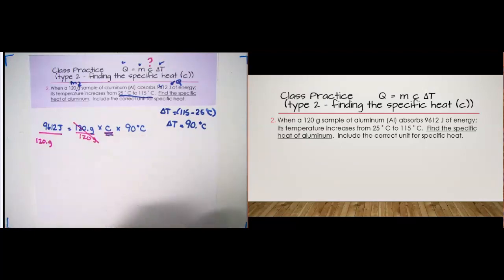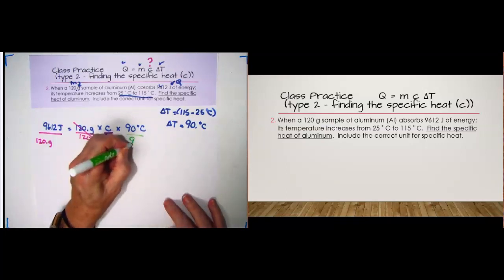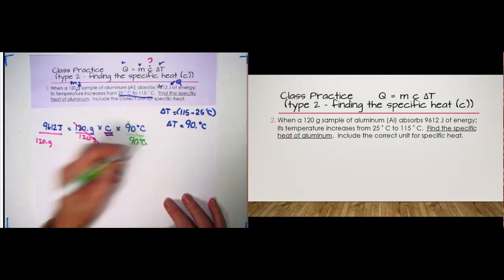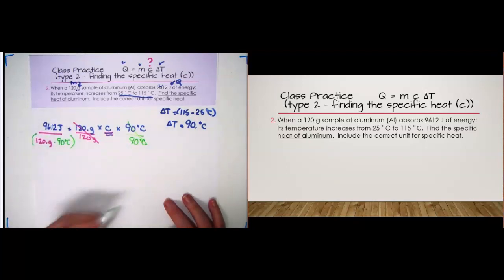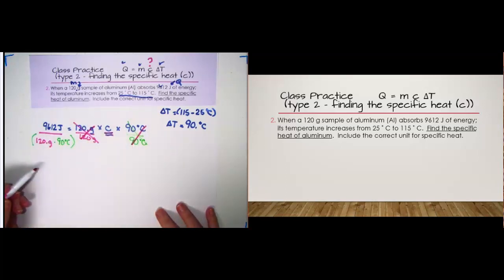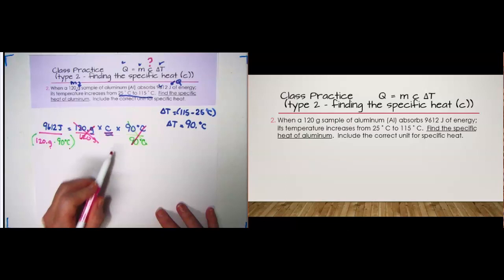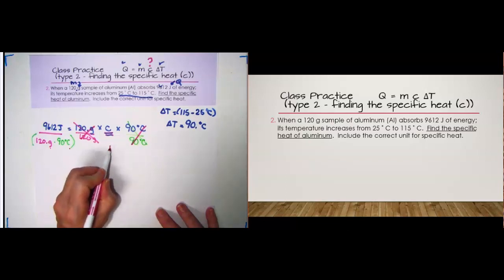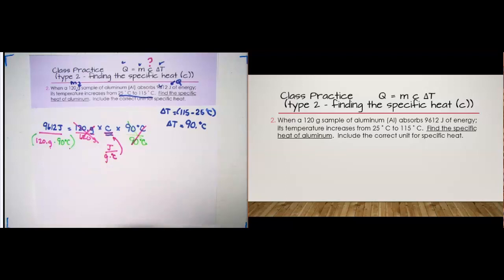What do I need to do next? Well, I need to get rid of the 90. So I'm going to divide both sides by 90 degrees C. And what you're going to notice is that the only units I'm going to have left, because watch this happen, is joules per gram degree Celsius, which, believe it or not, is the unit of C. So we've set this up correctly. Now all we have to do is the math.